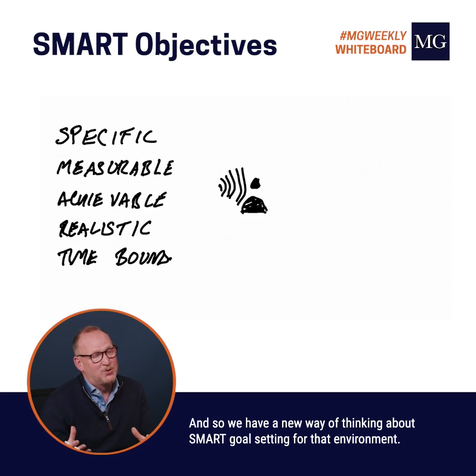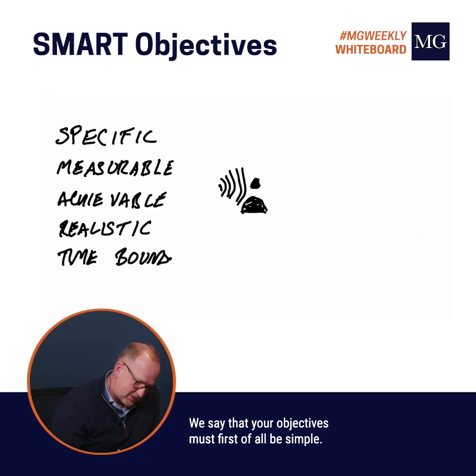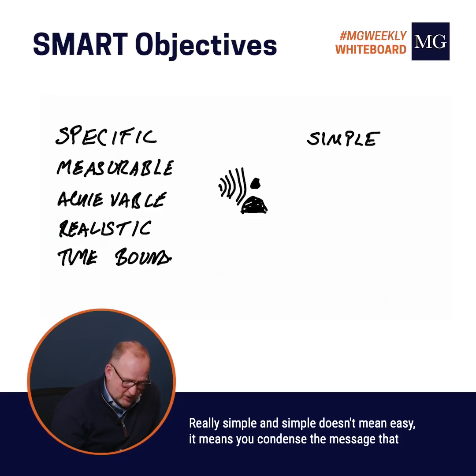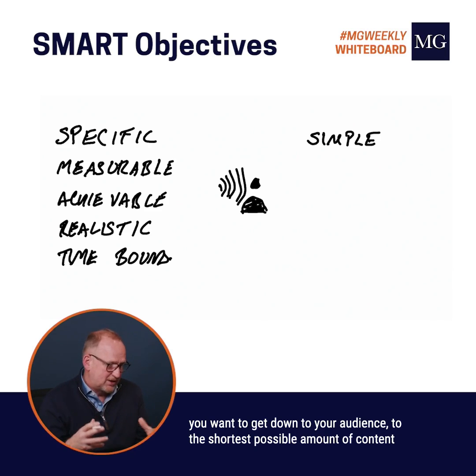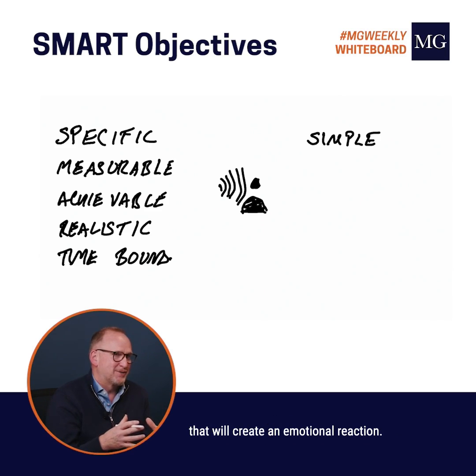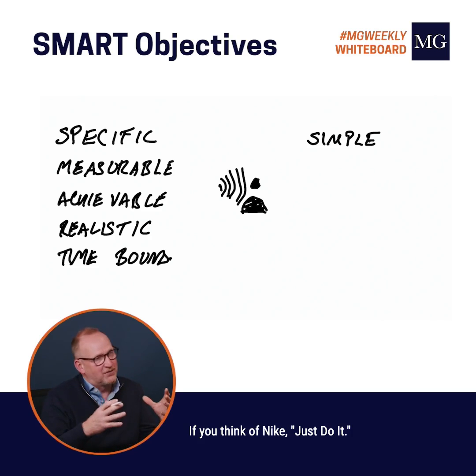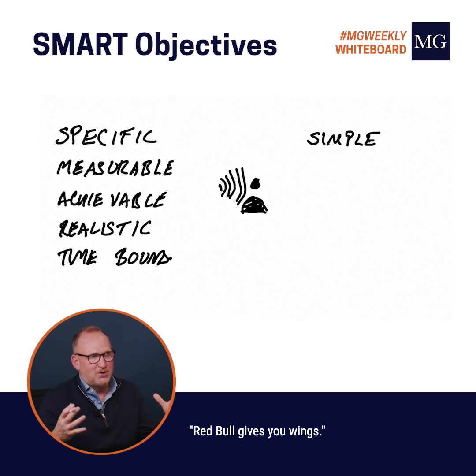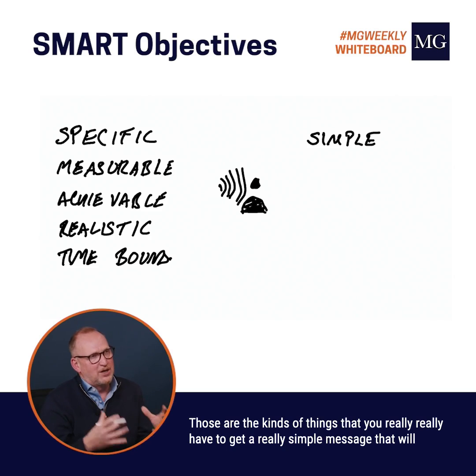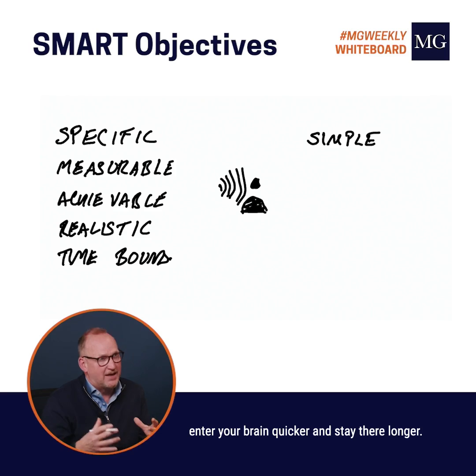And so we have a new way of thinking about SMART goal setting for that environment. We say that your objectives must, first of all, be simple. Really simple, and simple doesn't mean easy. It means you condense the message that you want to get down to your audience to the shortest possible amount of content that will create an emotional reaction. And it's much harder to do. If you think of Nike, just do it. Red Bull gives you wings. Those are the kind of things where you really have to get a simple message that will enter your brain quicker and stay there longer.